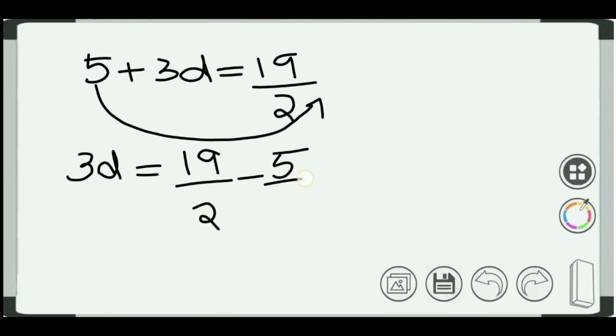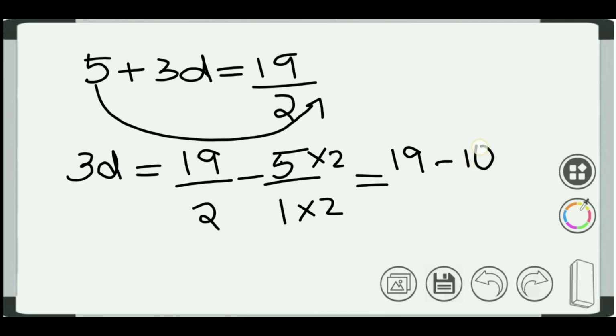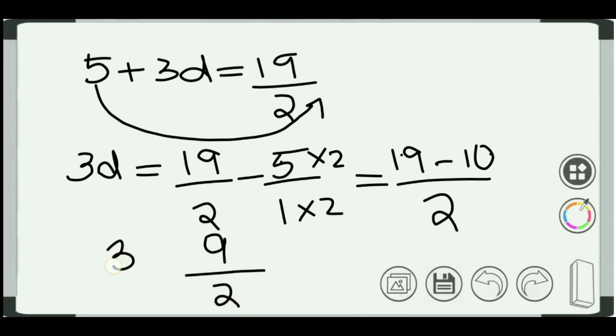LCM is 2. 19 minus 5 into 2, 10, divided by 2. 19 minus 10, 9 by 2. That is 3D equal to 9 by 2. What is the value of D? 3D equal to 9 by 2.